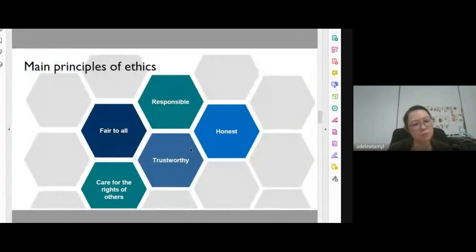Okay, so what are the main principles of ethics? There are many. These are some of it. Fair to all, responsible, honest, trustworthy. In the traditional Chinese belief in doing business, trustworthy is one of the very important, because if the company is trusted by the customers, customers are willing to come back to buy again from that company. If the company is trusted by the workers, then you can get good workers to work in the company. If the company is trusted by many people, including investors, they are willing to invest money.